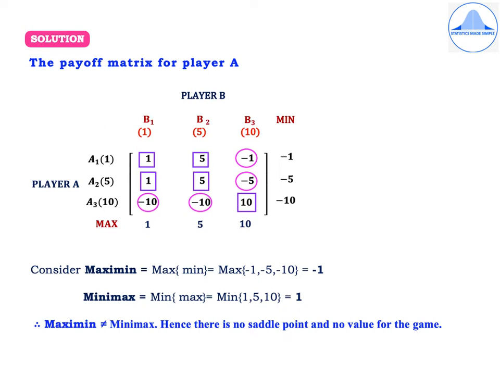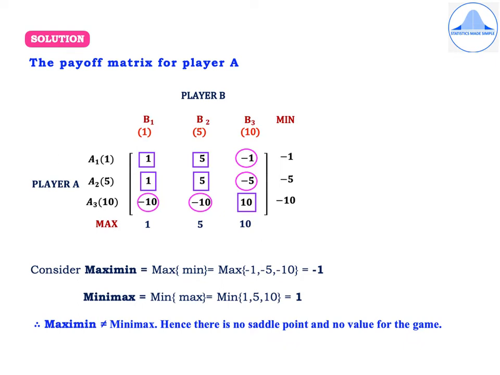So now from the previous slides, we have the payoffs for each pair of strategies. When both the coins show 1, that is when the sum is equal to 2, then the payoff is 1. Corresponding to the strategy A1, the payoffs are 1, 5 and minus 1, and corresponding to A2, the payoffs are 1, 5 and minus 5, and corresponding to A3, the payoffs are minus 10, minus 10 and 10. So this is the payoff matrix for player A.